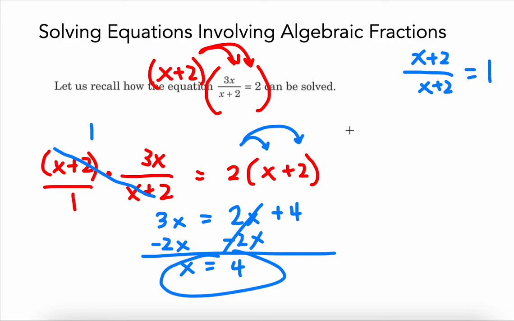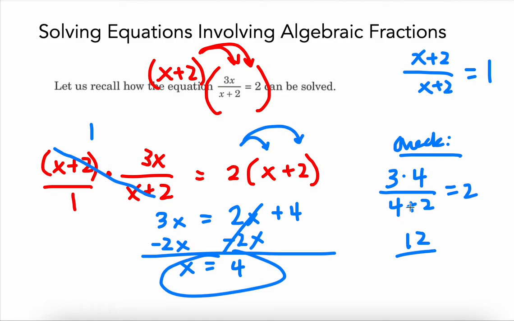If I were to check my answer by plugging it back into the equation, it would become 3 times 4, instead of x, over 4 plus 2, instead of x plus 2, equals 2. 3 times 4 is 12. 12 divided by 6 is equal to 2. So that actually works out.